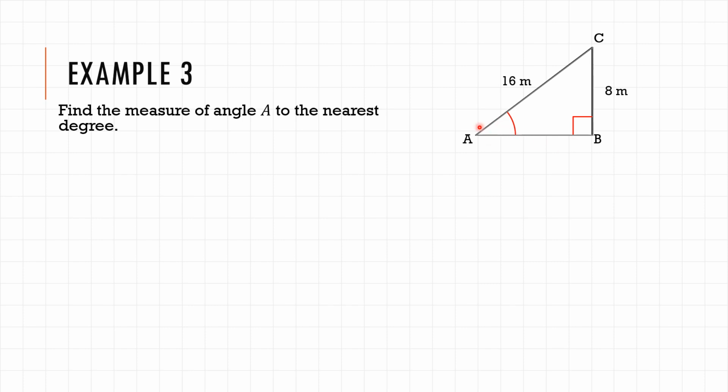In this case, if this is angle A, I know the opposite side length is 8 meters long, and I know the hypotenuse is 16. So pause the video here and see if you can figure out which is the right ratio to use, and then see if you can use that ratio to actually solve this problem.